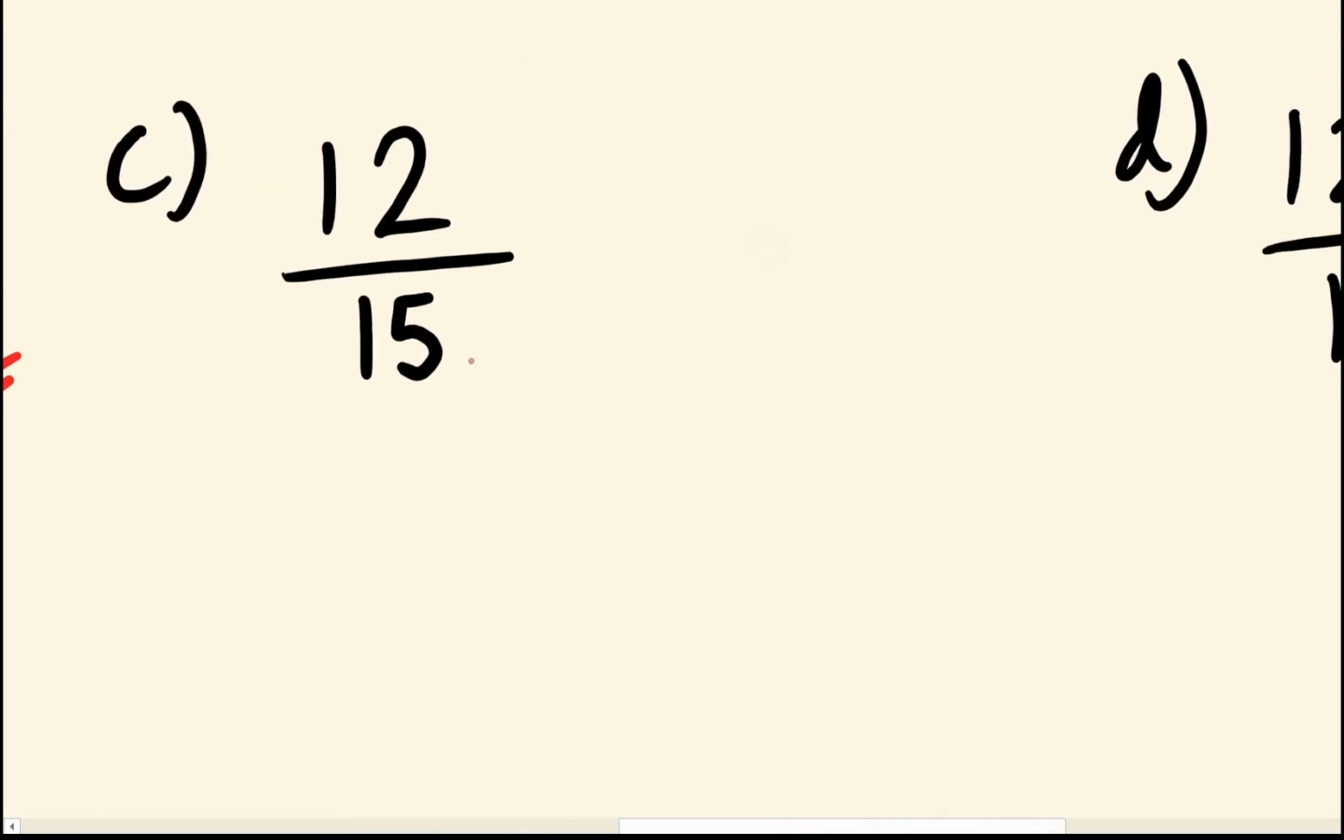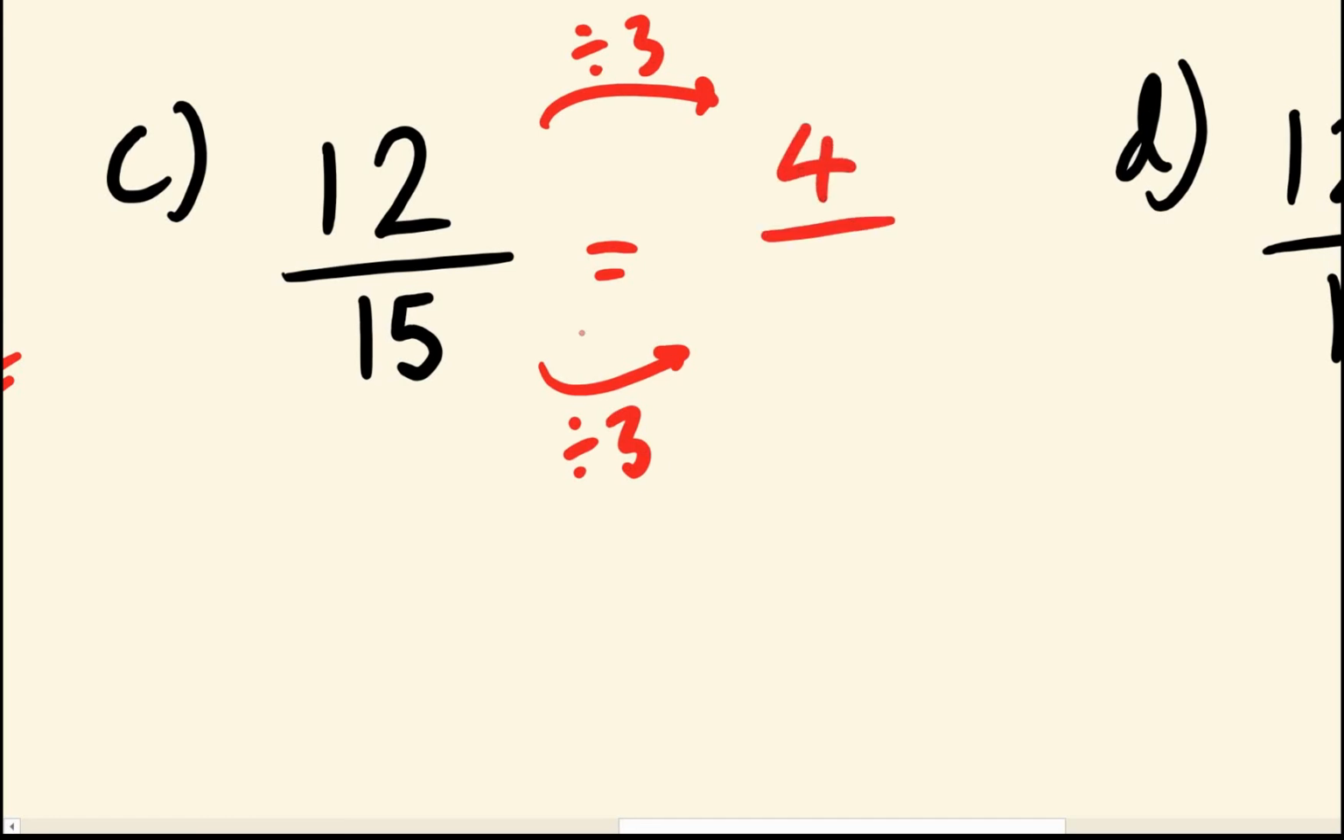Part C, we've got 12 over 15. Doesn't divide by 2 because this is an odd number. It doesn't divide by 5 because this doesn't end in a 5 or a 0. The next test you tend to want to make is does it divide by 3? And in this case it does. So same as before, we're going to divide both top and bottom by 3. So 12 divided by 3 gives us 4. 15 divided by 3 gives us 5. As always, we want to check, can we simplify this further? Can we divide by anything else? In this case we can't.